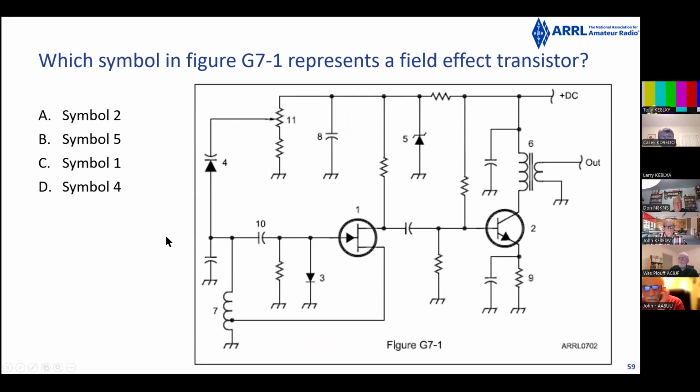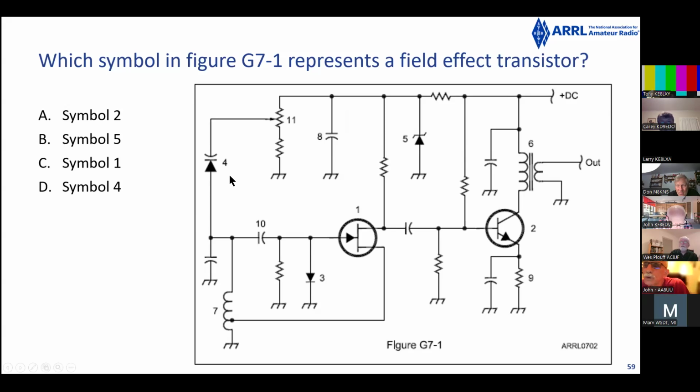Symbol number 2, which is in the circle on the right. Symbol number 5, which is the thing with the zigzag top in the top middle. Symbol number 1, which is the circle with the arrow pointing toward the vertical bar. Or symbol 4, which is the thing on the left that looks like a diode plus a capacitor. Guesses, anyone? It's either 1 or 2.